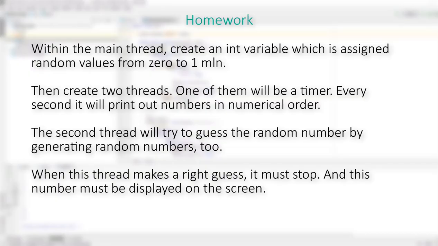Within the main thread, create an int variable, which is assigned random values from 0 to 1 million. Then create two threads. One of them will be a timer. Every second, it will print out numbers in numerical order. The second thread will try to guess the random number by generating random numbers too. When this thread makes a right guess, it must stop, and this number must be displayed on the screen.